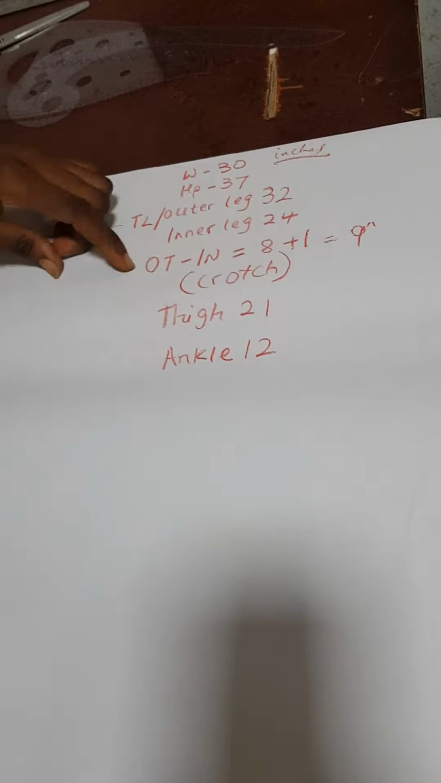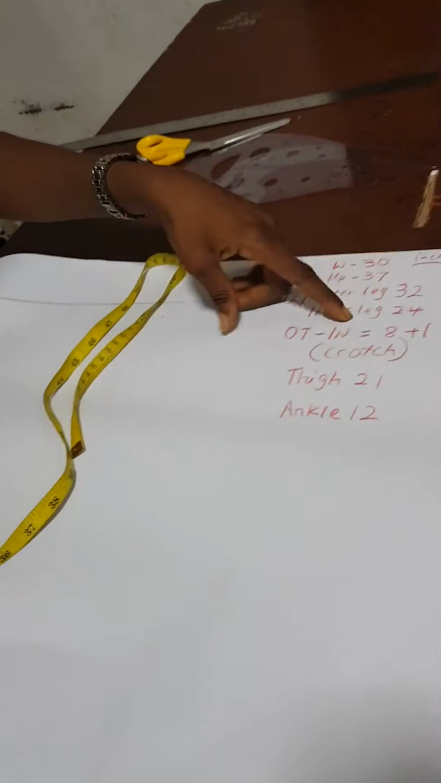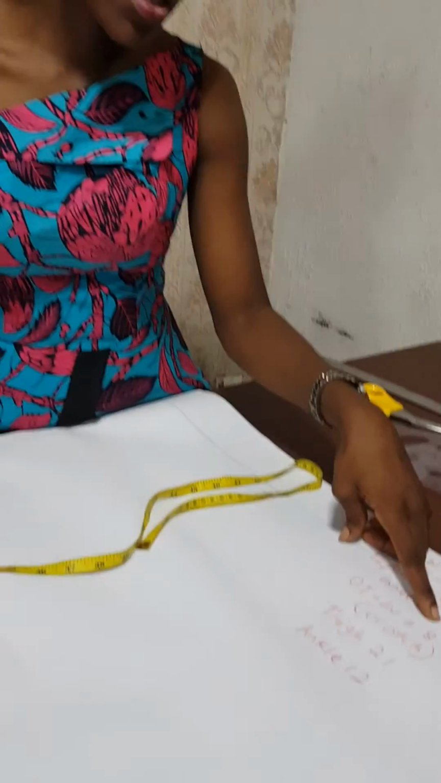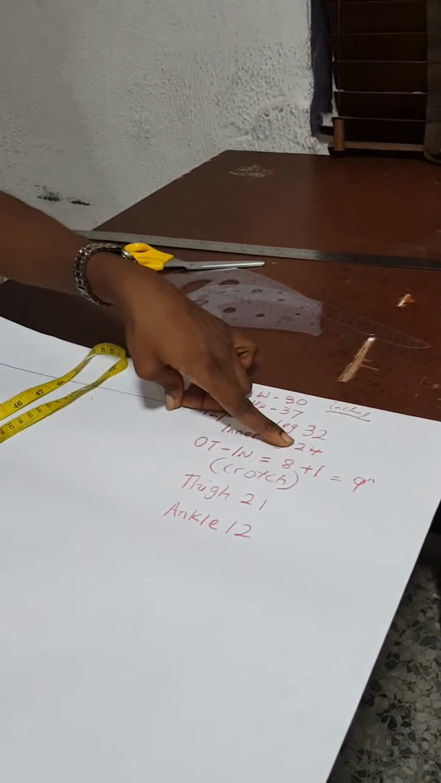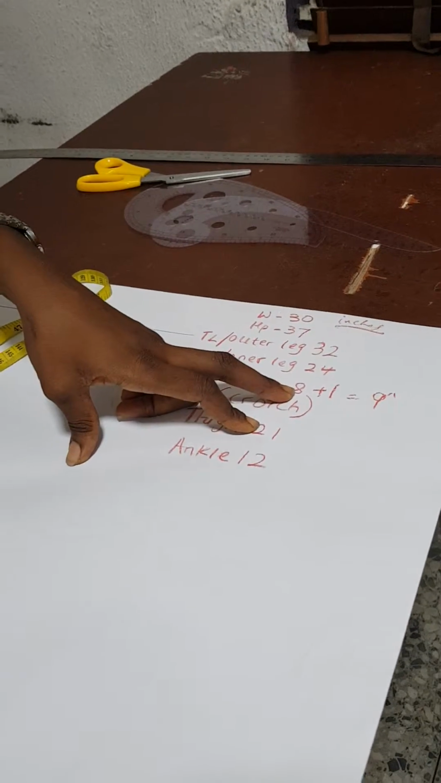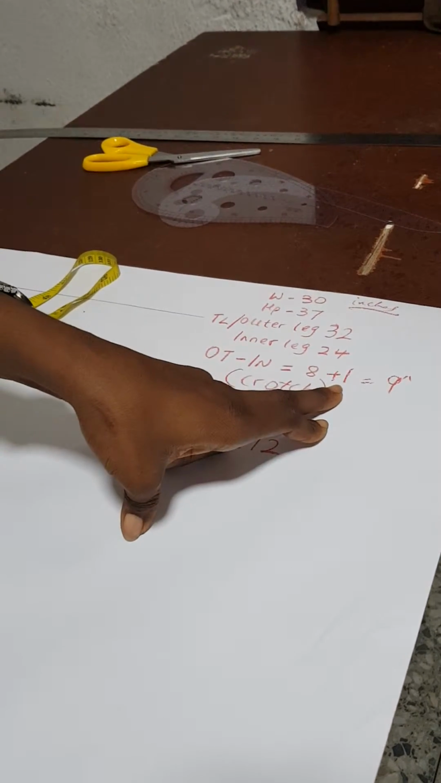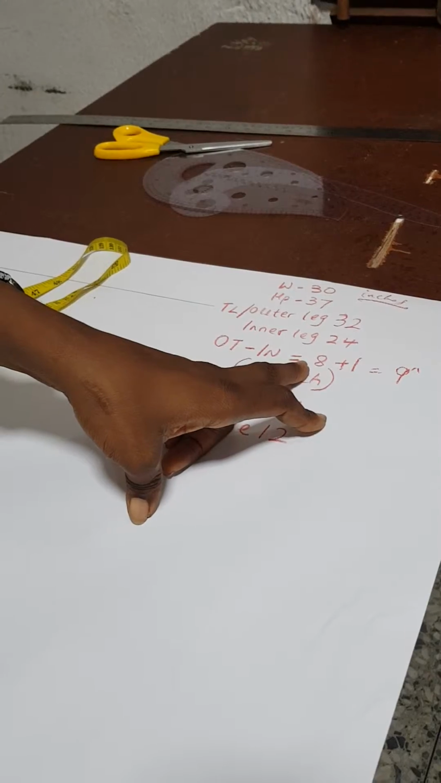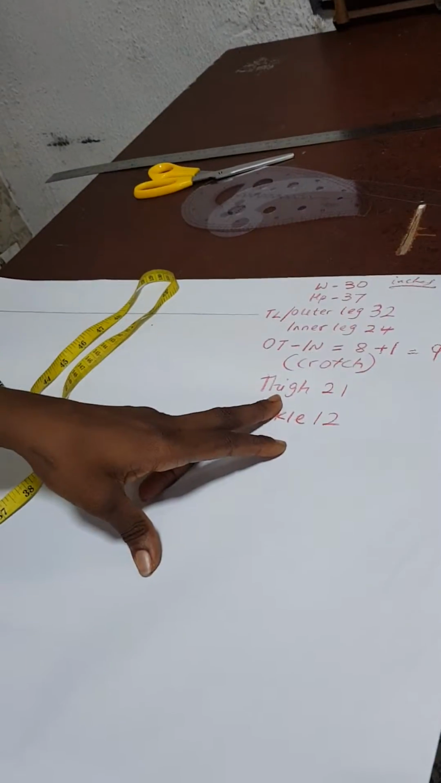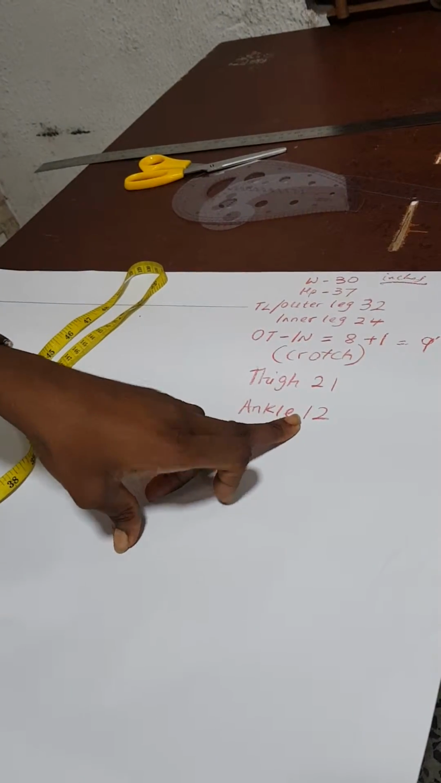The crotch is the outer leg minus the inner leg. Okay, so here we have 32 and 24. You subtract it, you get 8 inches. And then we have 1 inch added to the crotch length for ease, and it's a constant measurement. Okay, so we have the thigh and then the ankle.